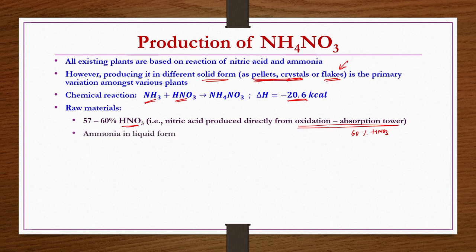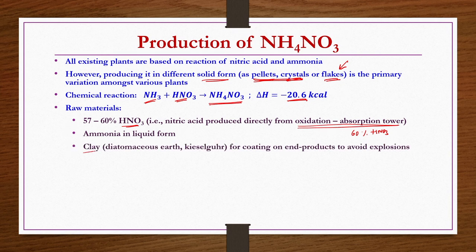Ammonia has to be in liquid form. And we have already discussed in the previous slide that it is very explosive. So there should be a material that can be coated to avoid possible explosions. Clays are in general used for coating on end products to avoid explosions. So this is the third raw material required for the plant.